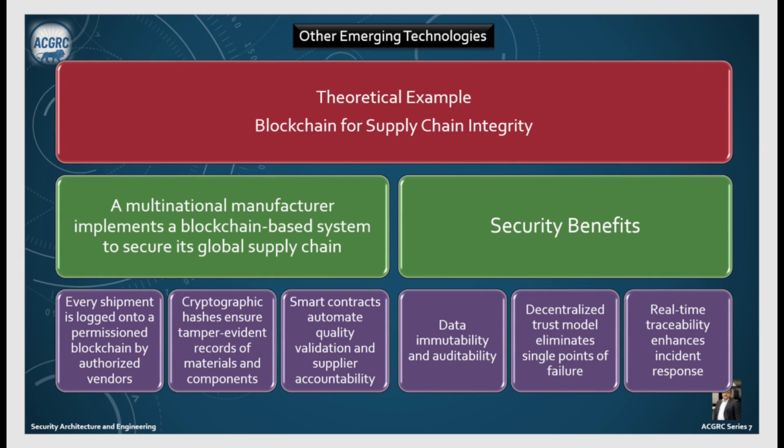Benefits? Well, data immutability and auditability. The big benefit: having a decentralized trust model eliminates a single point of failure. Having real time traceability enhances your incident response.